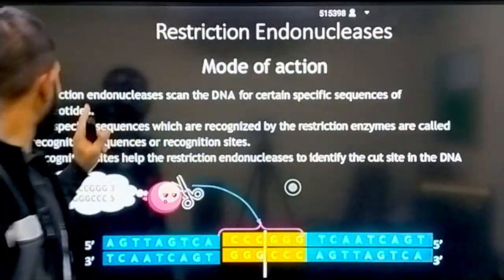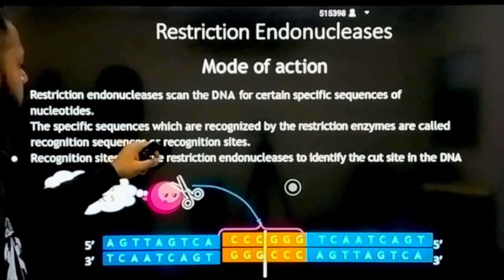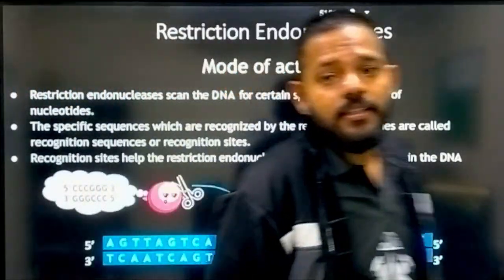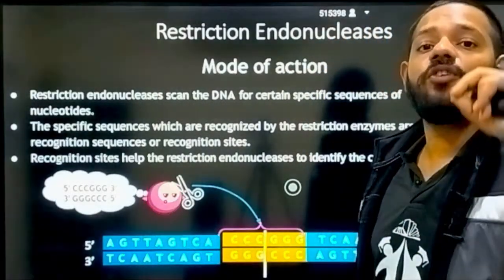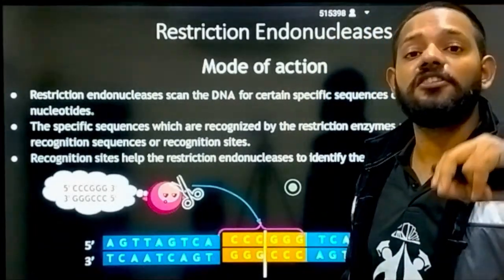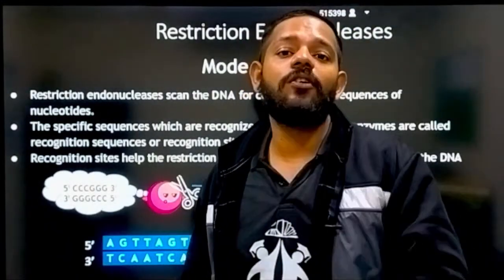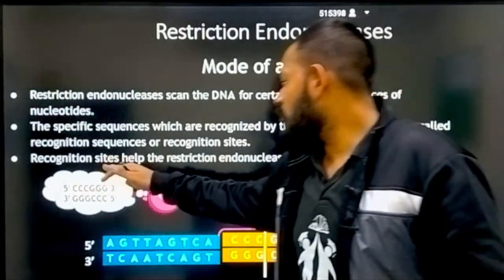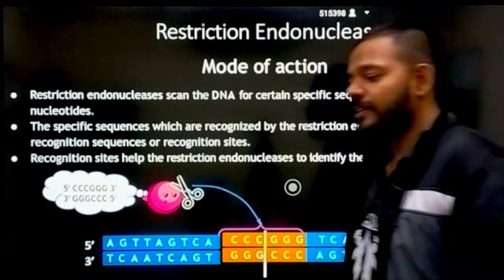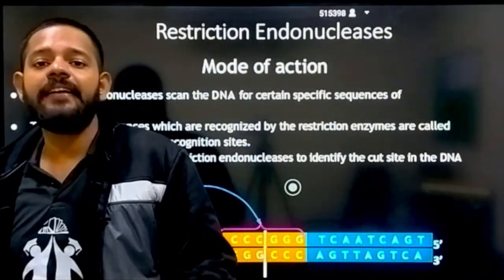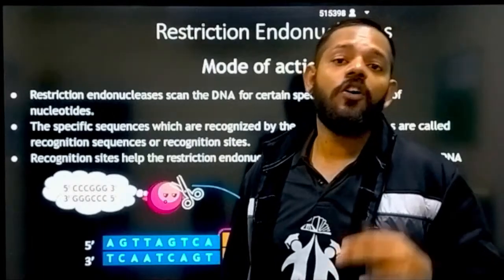Okay, the specific sequences which are recognized by restriction enzymes are called recognition sequences or recognition sites. The sequence which is read by your endonucleases is called a recognition site or recognition sequence, and that sequence is cut by your endonucleases. The recognition site helps the restriction endonuclease identify the cut site on the DNA, so it can cut the DNA in a perfect, specific way.